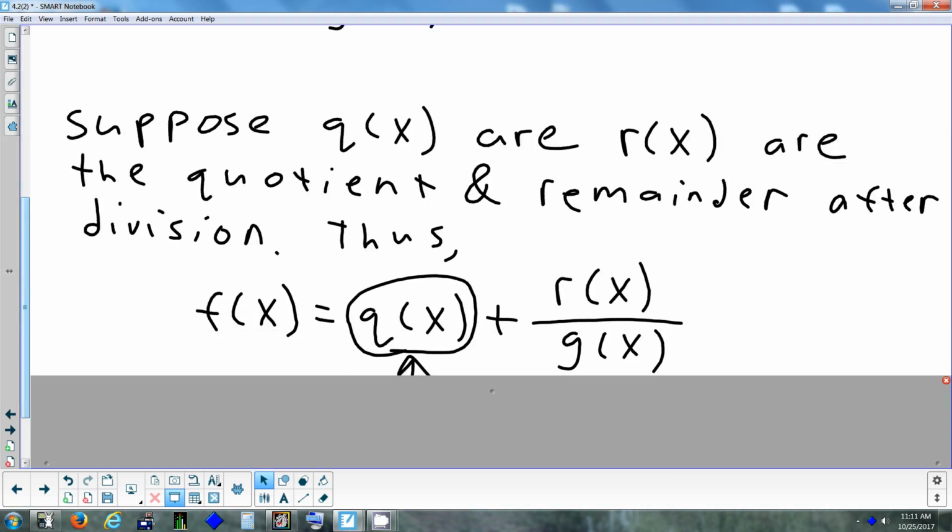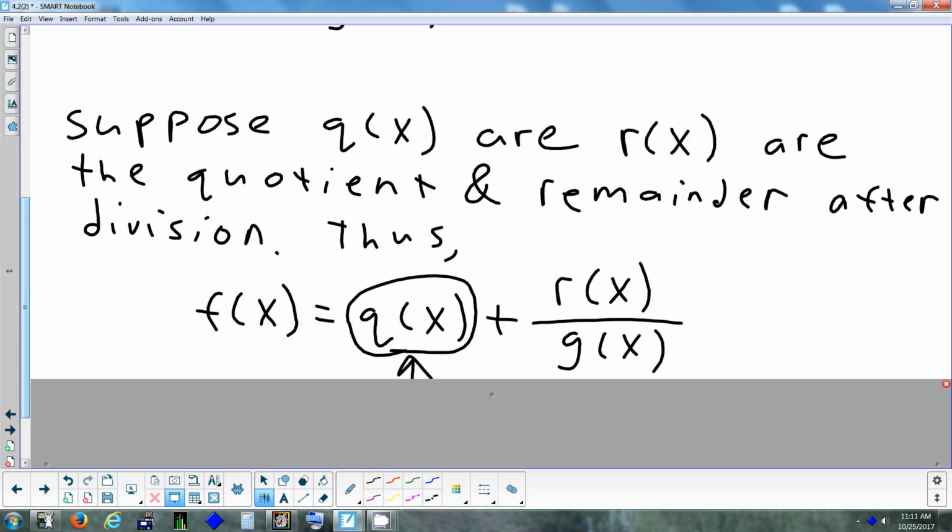And remember how you can write your answer: quotient plus remainder over divisor. That's how you could check your answer. If your quotient plus your remainder over your divisor equals what was in the top, your numerator, then you did it correctly. Kind of like if we did, let's say, 5 divided by 3.